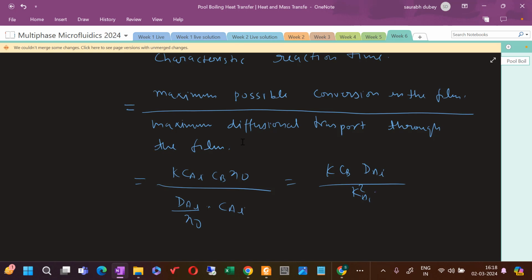So what does the Hatta number tell us? Whether the reaction is fast or slow. We focus on a unit surface of the gas liquid interface. We assume that the gas phase resistance is negligible and we define a film conversion parameter, which is the Hatta number. If this Hatta number is greater than 1, most of the reaction occurs in the film and the surface area is the rate controlling factor.